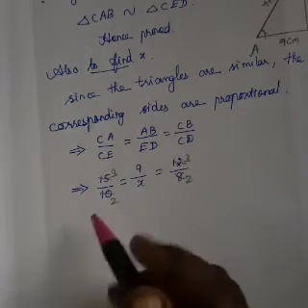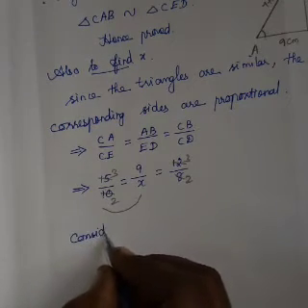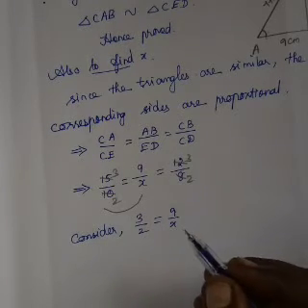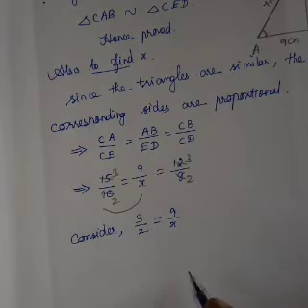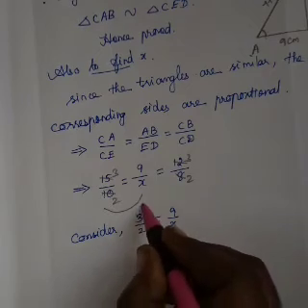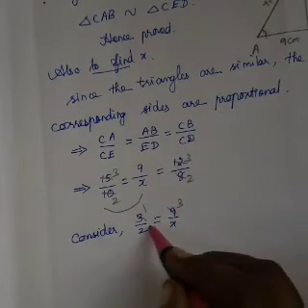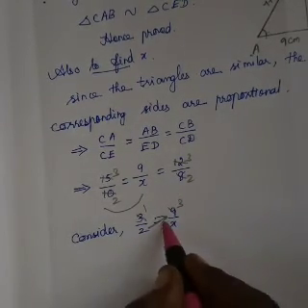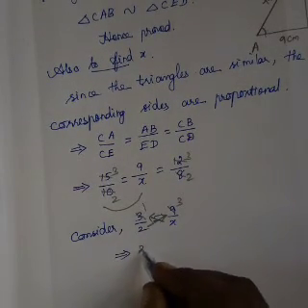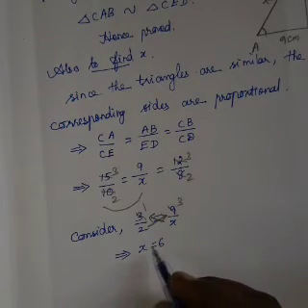So we can consider any two ratios. Okay, now consider 3 by 2 equal to 9 by x. Only this is enough, no need for the third ratio here. So what do you get? By cross multiplication: 3 is a numerator, 9 is also a numerator, on both sides of the equal sign, so 1 3 is 3, 3 3s are 9. Now cross multiply, so you will get x into 1, that is x, is equal to 3 into 2, that is 6. So x is equal to 6 centimeter.